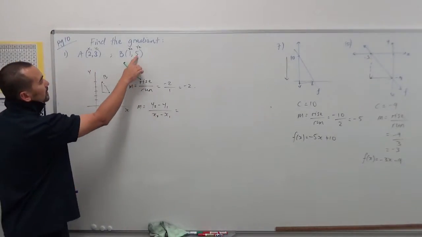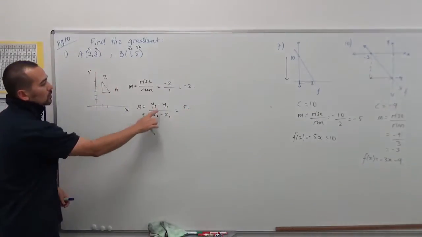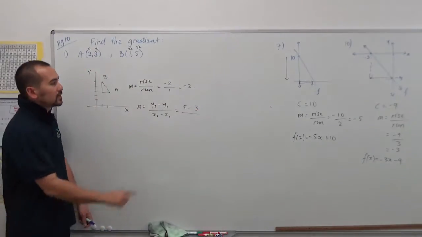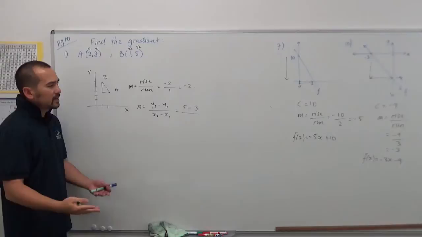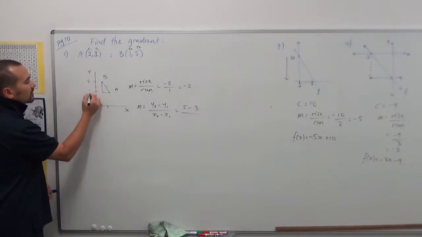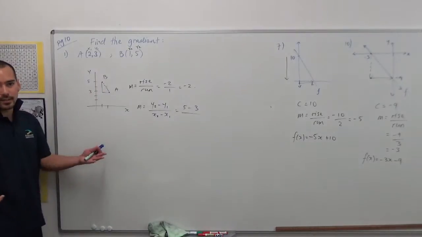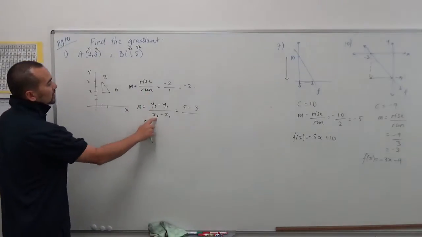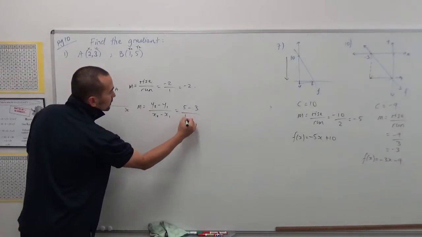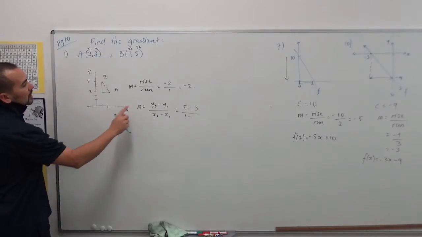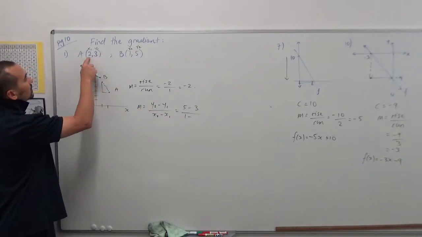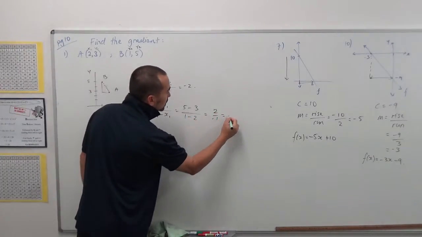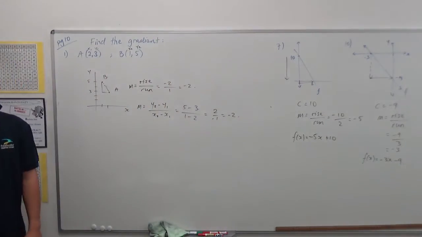So what is y2? It's right there, it's 5. What's y1? It's 3. 5 take away 3 is 2, right? And it makes sense too, because all we're doing is, there's the 5, there's the 3, what's the distance of that height? It's 2. That's where it comes from. Likewise, with the run, let's start with x2, which is here, it's 1. Take away x1, which is here, the 2. And we get 2 divided by -1, which is -2, which is what we already know.